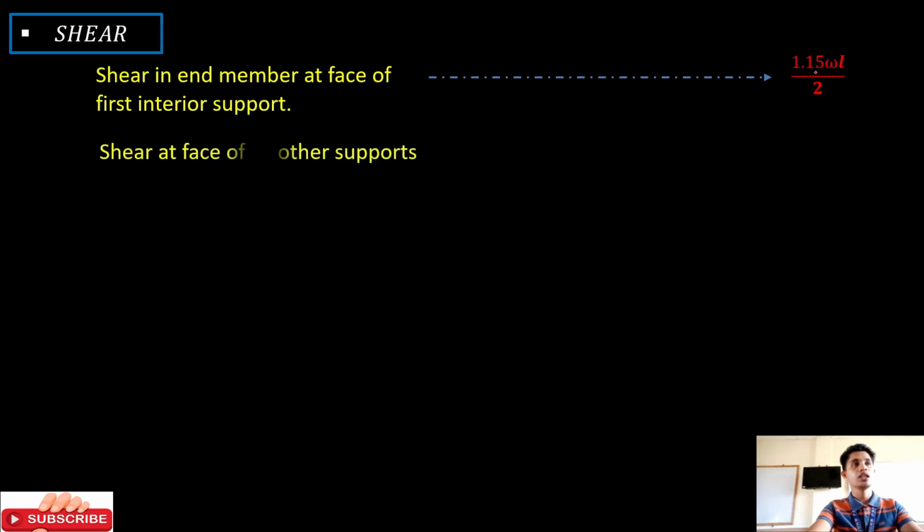Sa shear naman, shear in end member at face of the first interior support, meron kayong add na 15% or 1.15 WL over 2. Diba? Ang shear naman is WL, paghahatian lang, so WL over 2 lang. So, dito sa shear in end member at face of the first interior support, tandaan nyo na dadagdag kayo ng 15%. So, shear at face of all other supports, WL over 2 na.